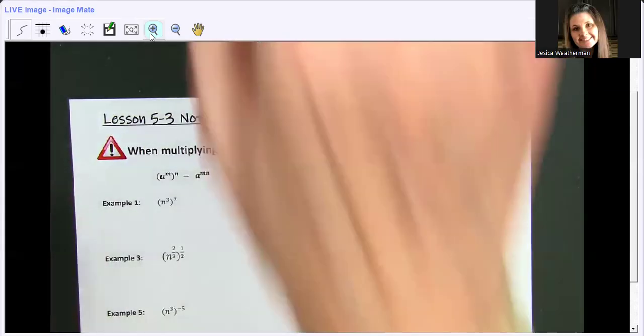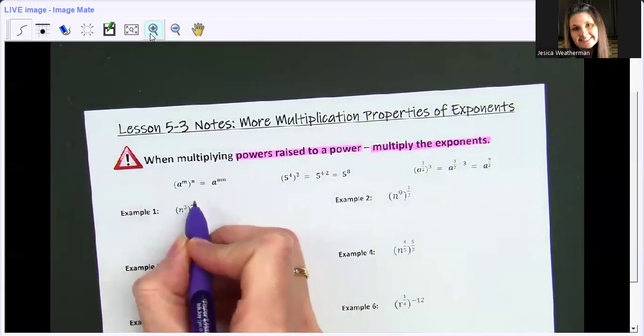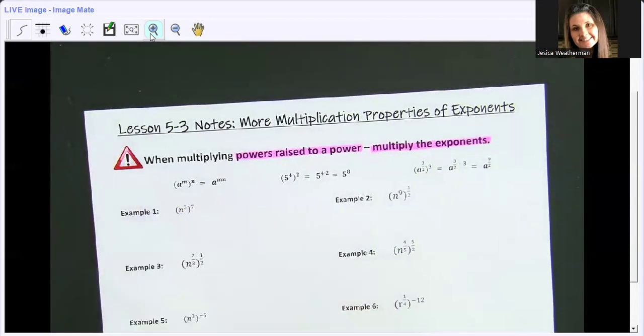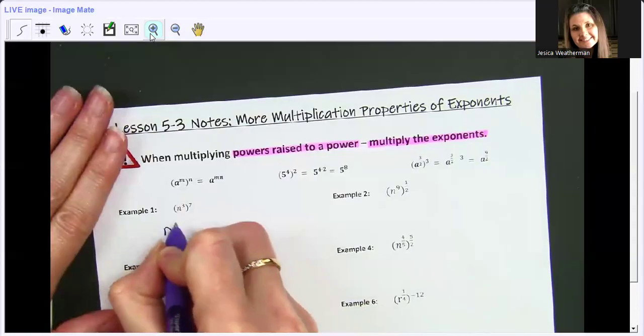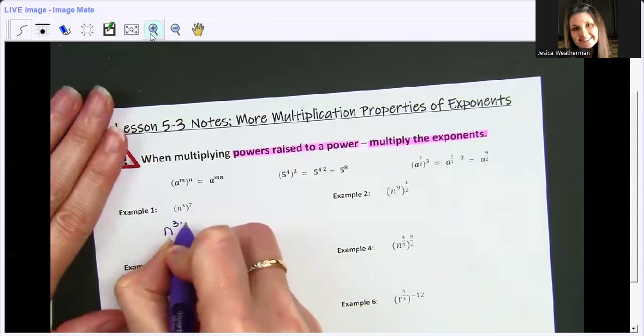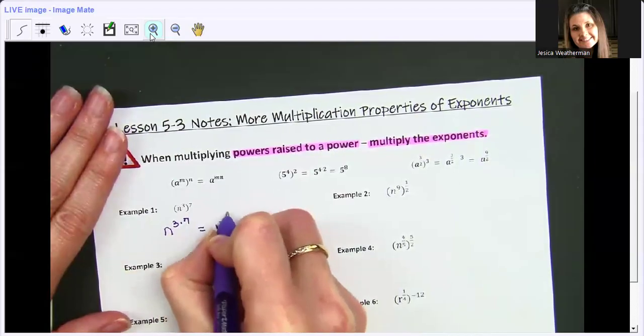In this case, if I have n to the power of 3 raised to the power of 7, then I'm going to multiply my two exponents together, and I'm going to get n to the power of 3 times 7, which is n to the power of 21.